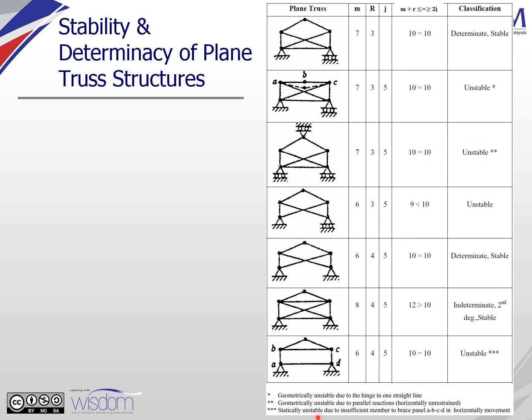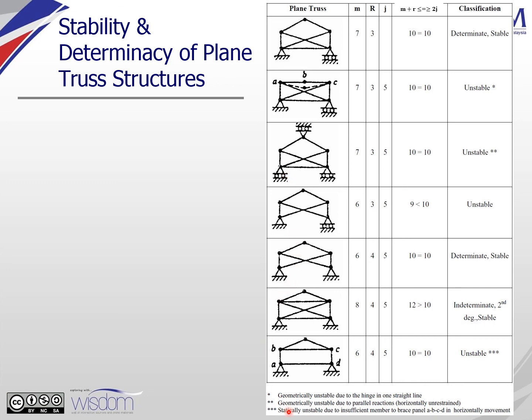Why? Because it is geometrically unstable due to parallel reactions, leaving it horizontally unrestrained. You can see that the roller on the top supports the vertical force, and this one also supports the vertical force. However, there is no support for the horizontal force. There is no constraint against it, so it will become unstable when a horizontal force is applied. So this structure is also unstable.